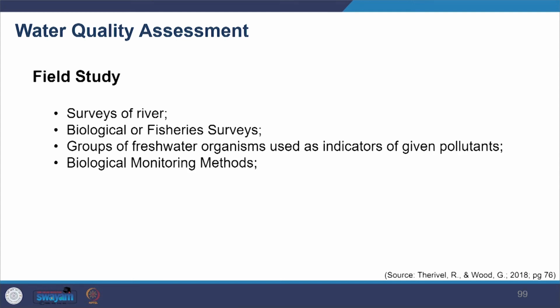However, that's very expensive, and given the cost and time, it has limited value, so it can be taken from the secondary data. And then biological or fishery surveys are considered to be more valuable because they give a reliable indication of the long-term health of the water environment. Most groups of freshwater organisms have been used as indicators of given pollutants.